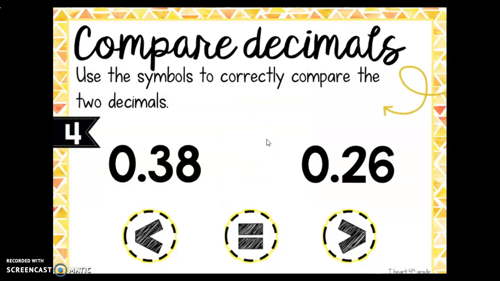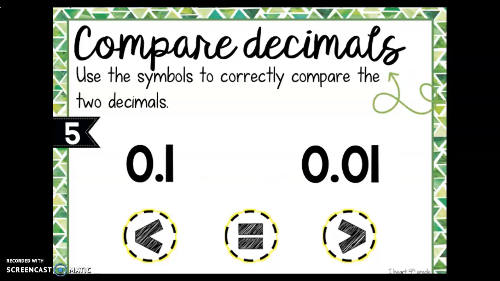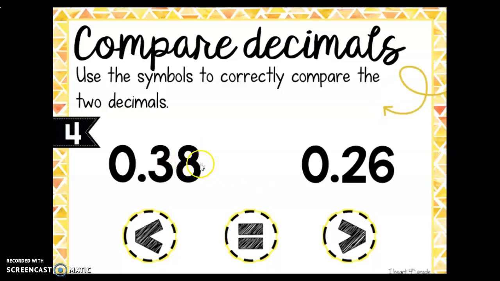Let's do some without the pictures. And I want you to visualize in your head what these would look like. So I have 38 hundredths and 26 hundredths. I want you to take a moment to think, which is greater and which is less? 38 hundredths or 26 hundredths? 38 hundredths is greater than 26 hundredths.